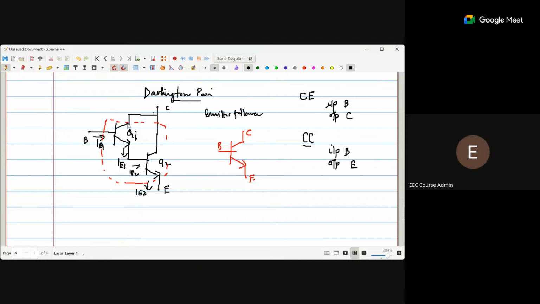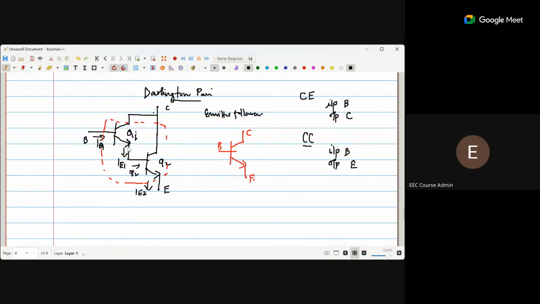So you were telling about this connection, correct? Collector. Yes, ma'am. Both are common. Yes. That's why, because of this composite structure only, it is called the super transistor. If you consider this part, input is given to base, you will have this emitter, and we take the output at the emitter. Why? Because this is fed as the input to the next transistor. Correct. So this is referred to as the output emitter.